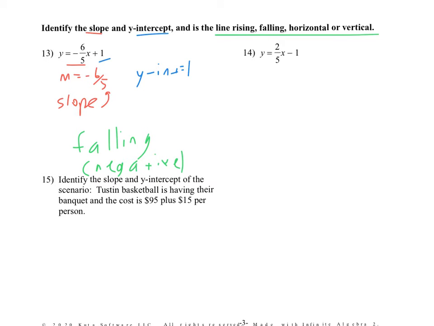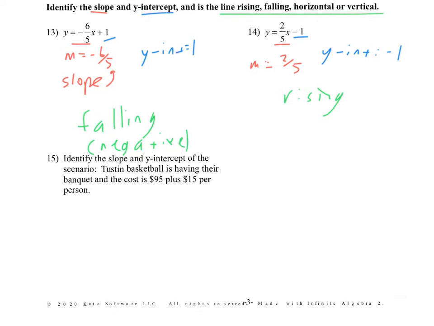All right, so next up, number 14, same idea here. So the slope is 2 over 5, so we'll call that m. The y-intercept is back here, is negative 1 this time. And this one is going to be rising, and once again, that's all based on slope. So if the slope is positive, it's going to be rising. If it's negative, it's going to be falling.